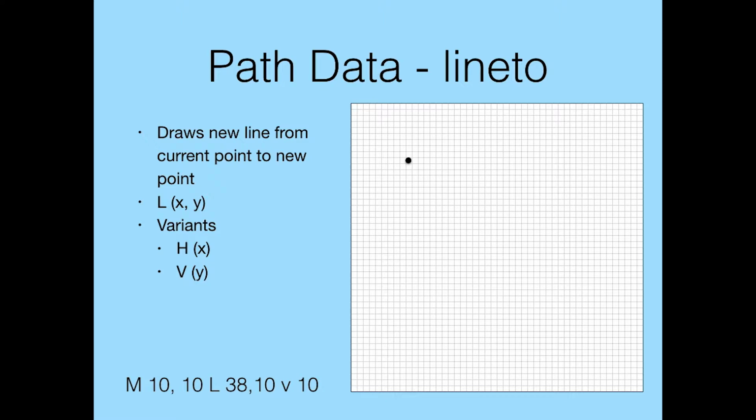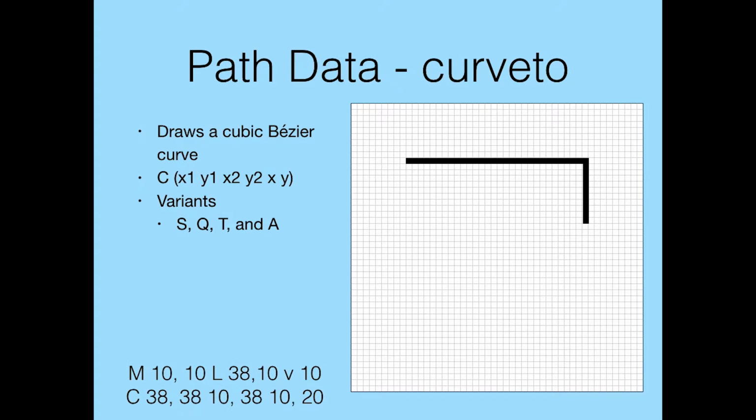The next command is the line to command, which is just the simple instruction to draw a line. There are two variants to this command, one for drawing horizontal lines, one for vertical, and that's just so you can save one character. The next command is the curve to, which draws a Bezier curve from the current point to x, y using x1, y1 as the control point at the beginning of the curve, and x2, y2 as the control point at the end of the curve. That's kind of what it looks like. The S instruction is a shorthand for the C curve instruction, where the first control point is assumed to be a mirror of the second control point.